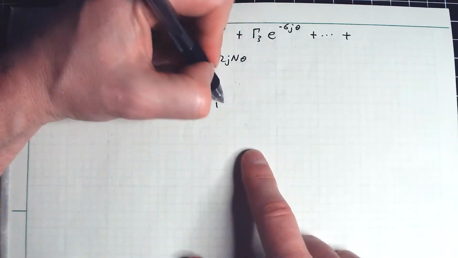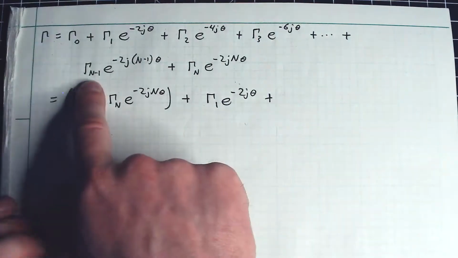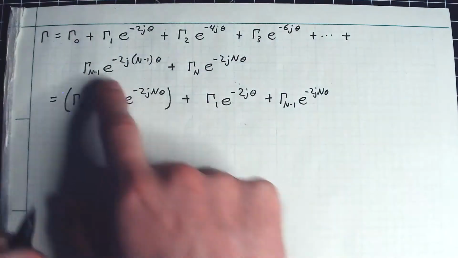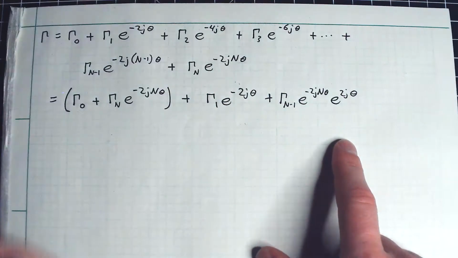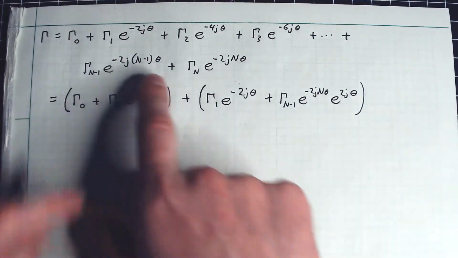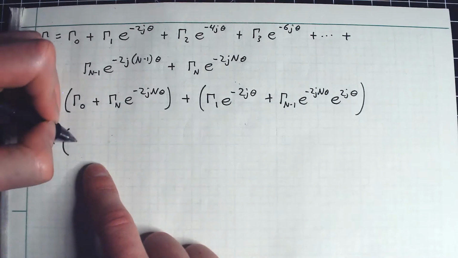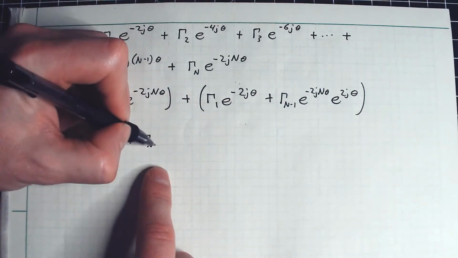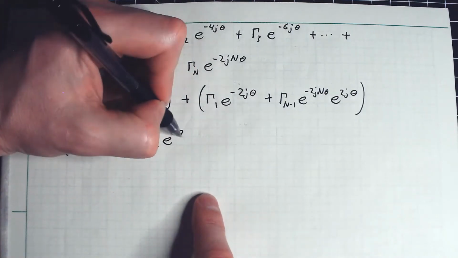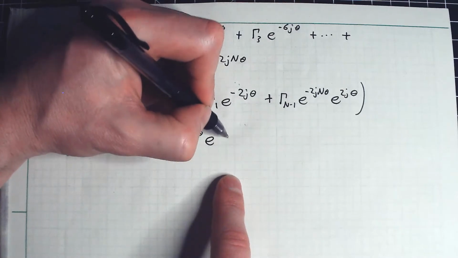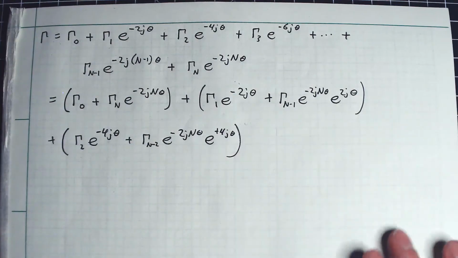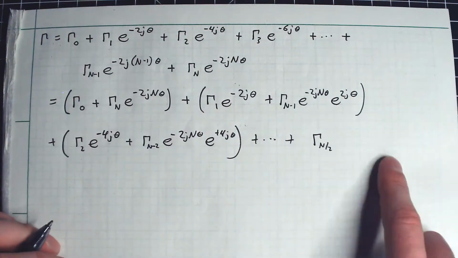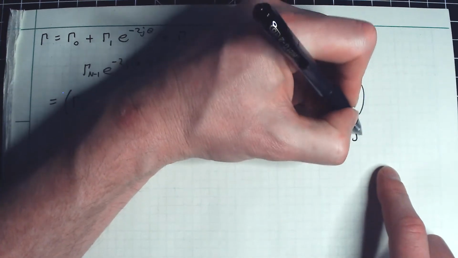I'm going to get a gamma 1 e to the minus 2j theta plus gamma sub n minus 1. I'm going to play with the exponent a little bit: e to the minus 2j n theta times e to the 2j theta, like so. And then we'll do it again for 2 and n minus 2. So I will get something like gamma sub 2 e to the minus 4j theta plus gamma sub n minus 2 e to the minus 2j n theta e to the plus 4j theta. Still rearranging terms a bit. And this will go on all the way until I reach gamma sub n over 2. And the exponent that goes with this, the phase term, will be e to the minus j n theta.